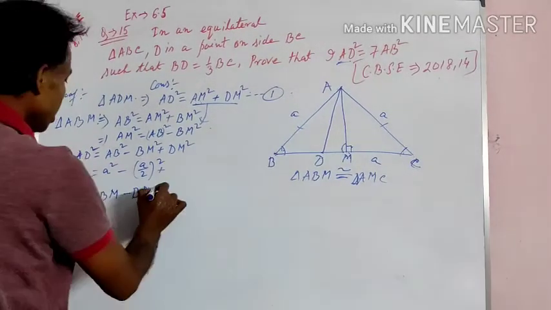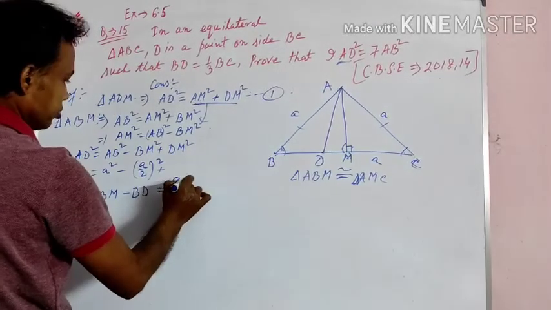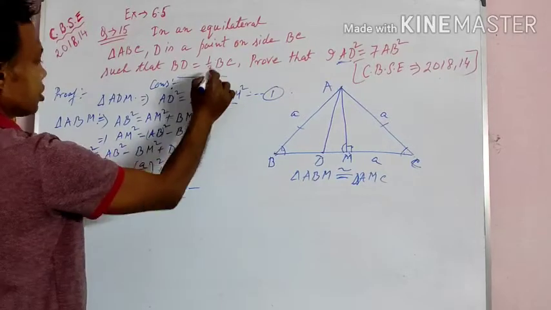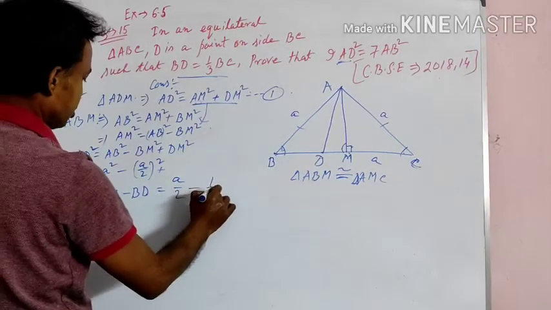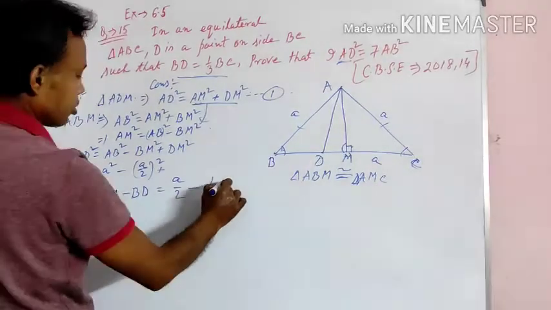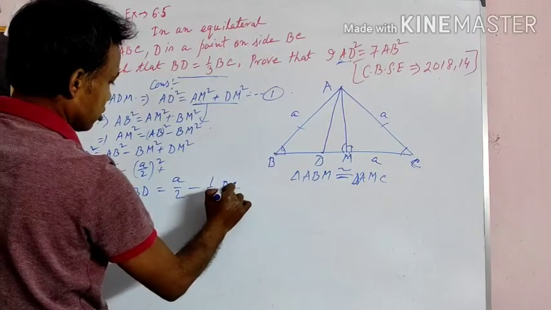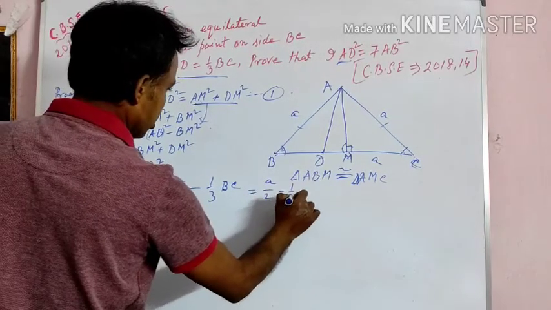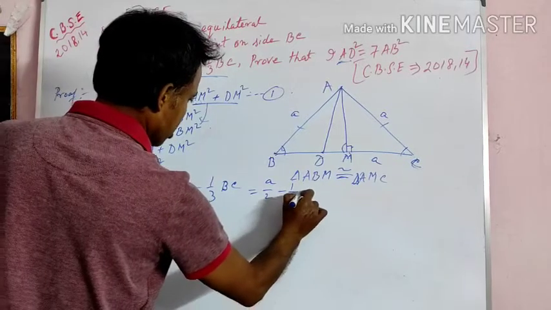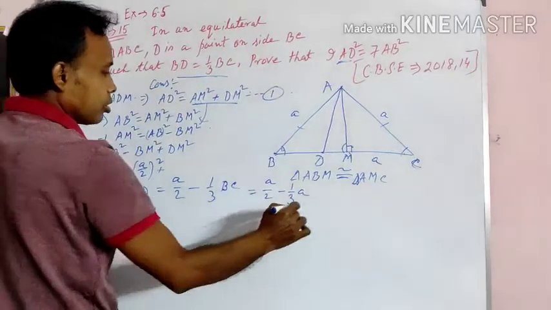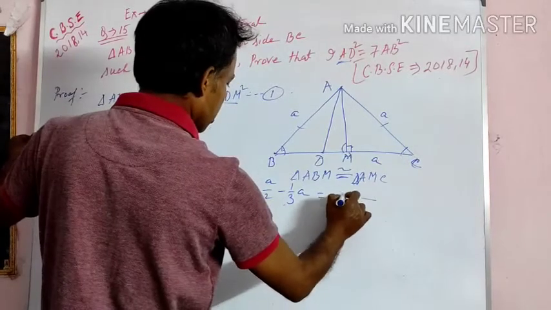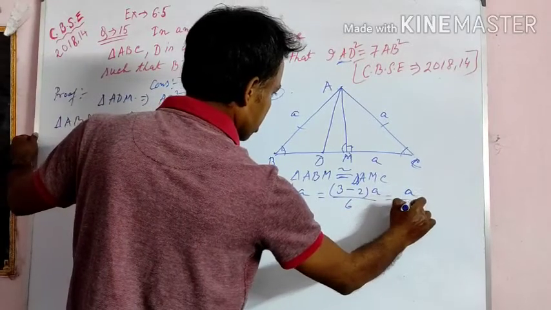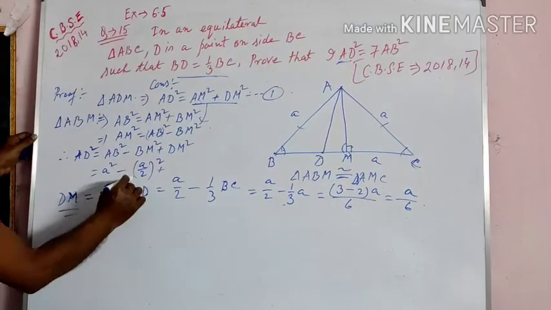Okay, so BM is equal to A by 2, and BD is given here: BD is equal to 1/3 BC. So DM is equal to A by 2 minus 1/3 A, since BC is equal to A, which is equal to (3A minus 2A) by 6, that is A by 6. The value of DM is equal to A by 6.